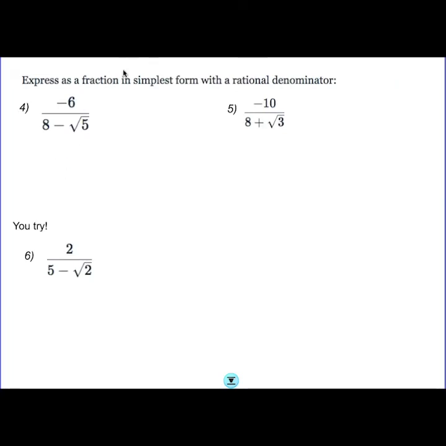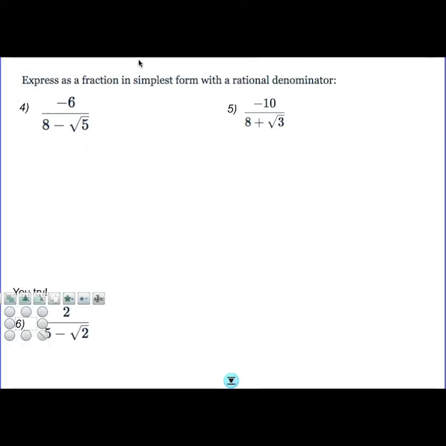We probably will do the first couple and then let you try the last one on your own. And those that are at home, you can fast forward or pause, whatever you like. Okay, so here's this idea where there's a radical down here, but it's the difference of a rational number and an irrational number. So we are going to multiply by the conjugate, 8 plus square root 5, 8 plus square root 5. Okay, that means a little bit more work.